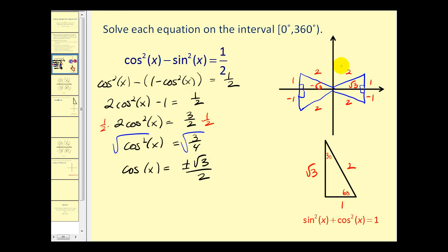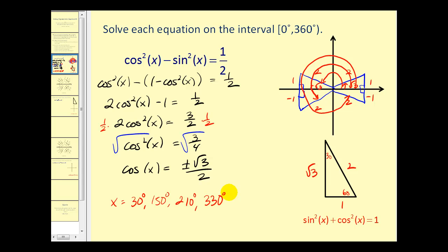There's 30 degrees. The next angle would be 180 minus 30, or 150 degrees. The third angle would be 180 plus 30, that's 210. And lastly, this angle here would be 360 minus 30, or 330 degrees.